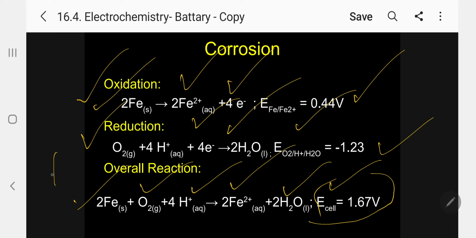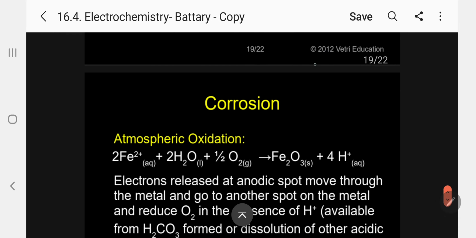This is the corrosion. So my dear students, in this chapter we have come across primary batteries, secondary batteries, specific examples and also corrosion. Mainly the reactions are most important, because questions will be asked only on the reaction side. Kindly follow.